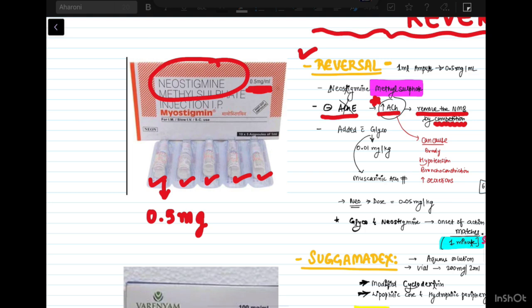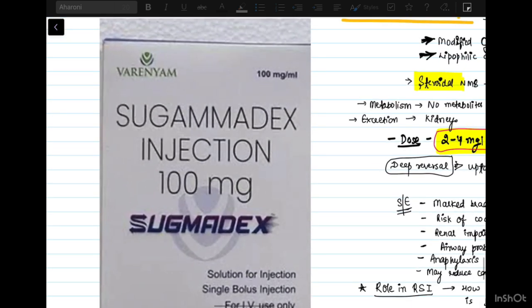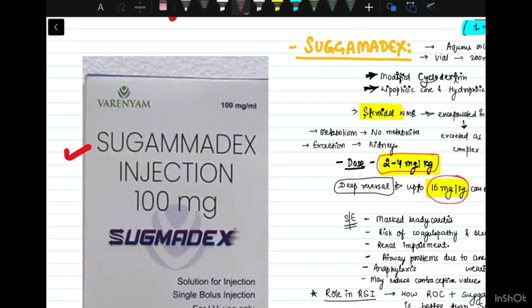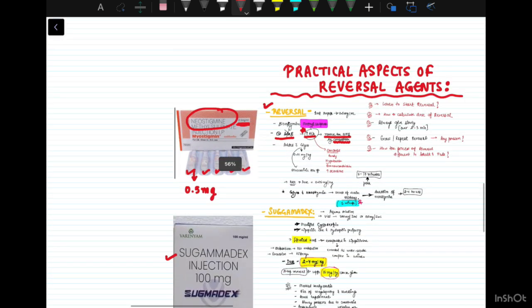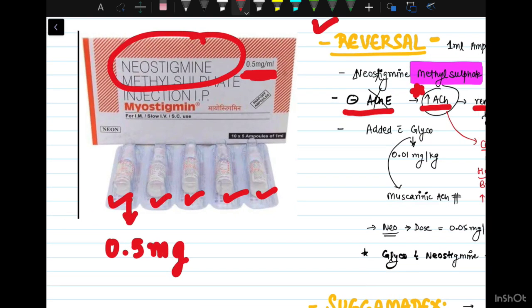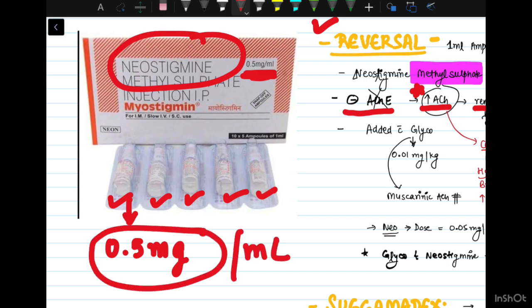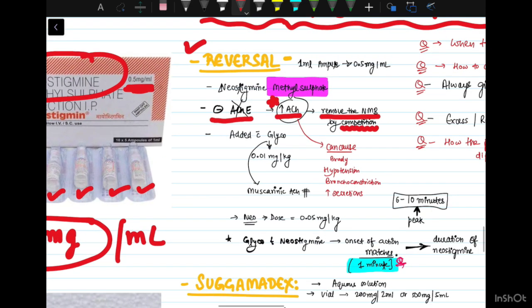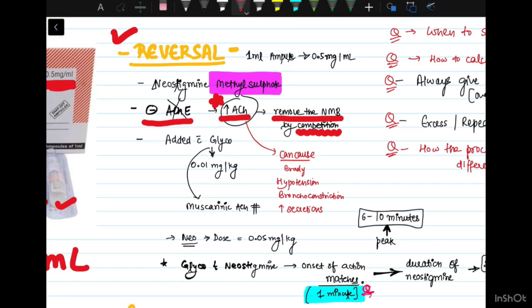The other agent, which is very much popular in recent times, and it is going to replace Neostigmine at some point, is going to be the Sugammadex. So these are the two agents that we are going to talk about. Sugammadex is a newer agent, much more expensive, not available in most of the centers. So we are still using Neostigmine. This Neostigmine comes in 0.5 mg per ml ampules, and the full name is neostigmine methyl sulfate.